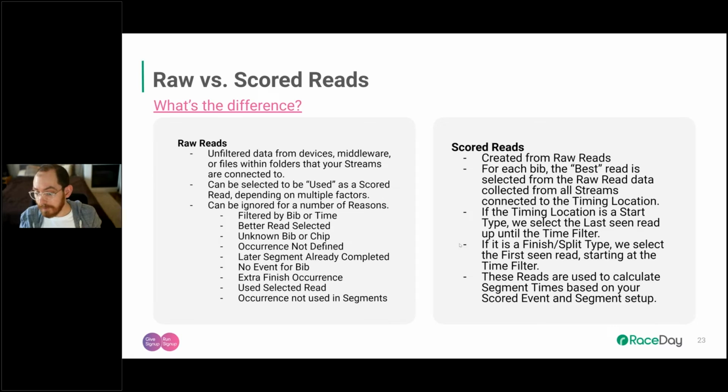So we're going to talk about segments in just a minute. But basically, we pick and choose these timestamps, so the time of day that someone passed over something, to calculate all of the times in race day scoring. So we say, hey, I know they crossed the start line at 9:02:58, and I know they crossed the finish line at 9:32:57, and RaceDay scoring does the math between those two timestamps and produces a finish time for them.